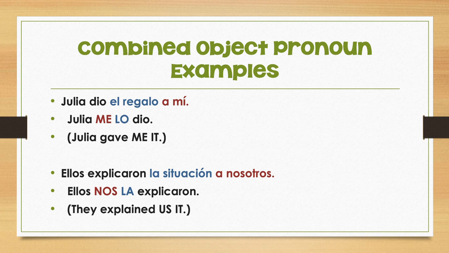Because you're going to notice that the colors flip. And if your eyes can see that visually, I think that might really help you. So, Julia dio el regalo a mí. She gave the gift, so that's the DOP. I'm going to turn that into lo. I'm going to turn a mí into me, but they need to switch orders when I replace them. Julia me lo dio. She gave me it.